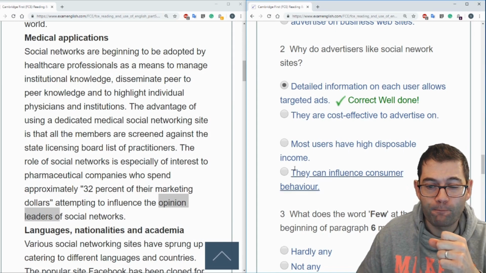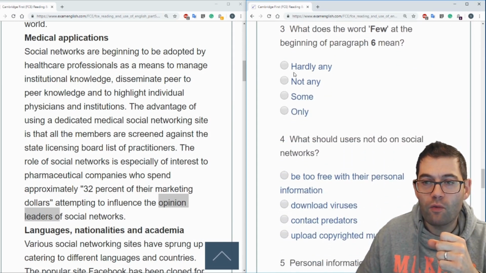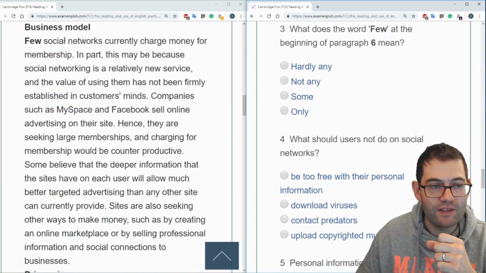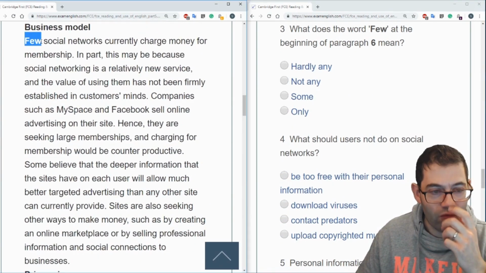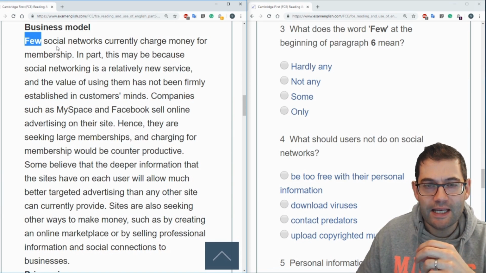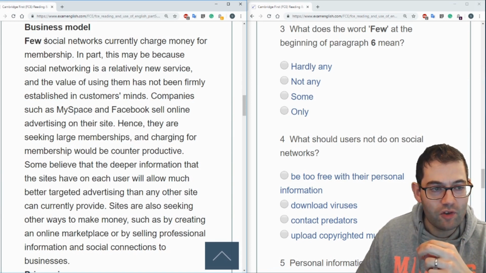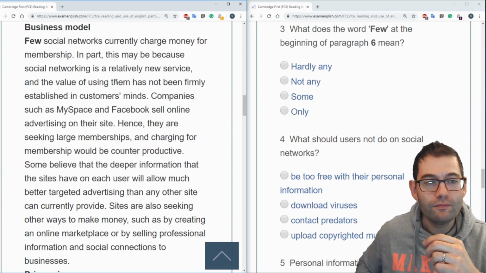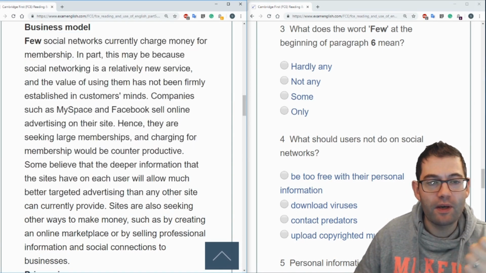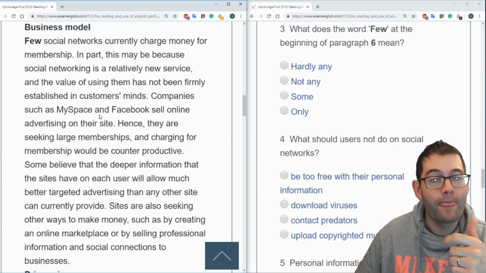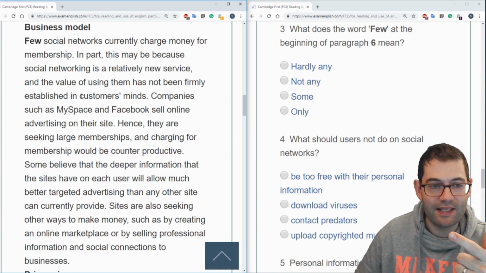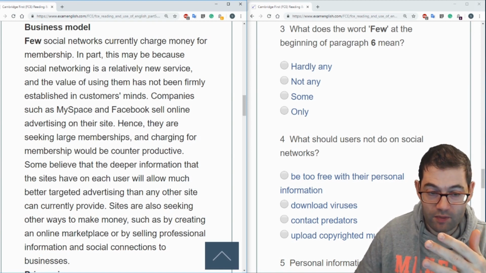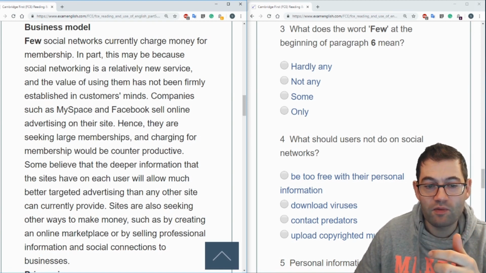For question number 3, what does the word few mean at the beginning of paragraph 6? And here is few here. Now, in order to understand exactly what few means, we've got to be aware of the context that follows. And that is to say that social networking is a relatively new service. It's not been firmly established in customers' minds. And then it says, hence they want large memberships, and charging for memberships would be counterproductive.